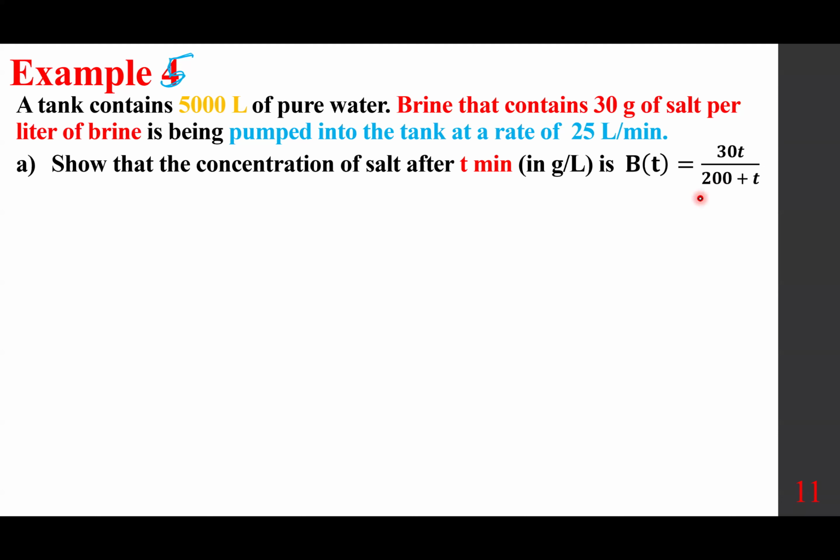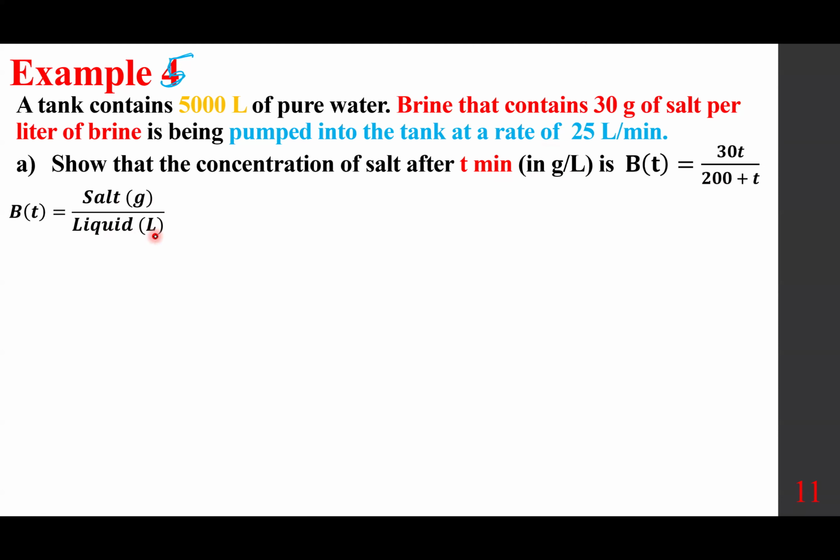Since they're talking about concentration of salt, grams per liter, that means the amount of salt in grams over the liters of liquid. So B of t is salt in grams over liquid in liters. That's what they are asking us to come up with.